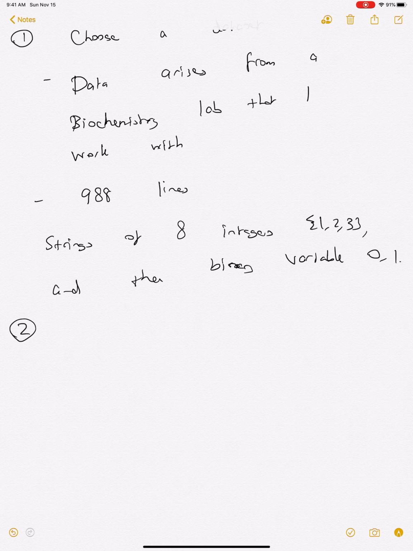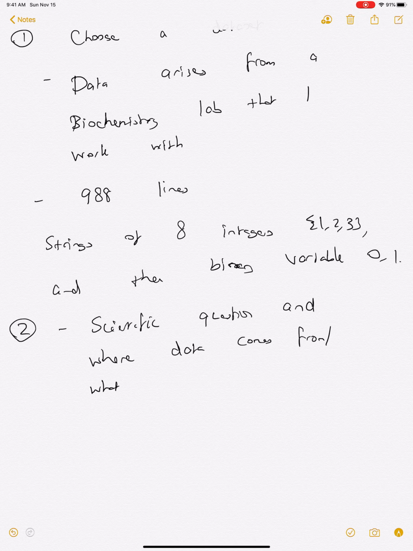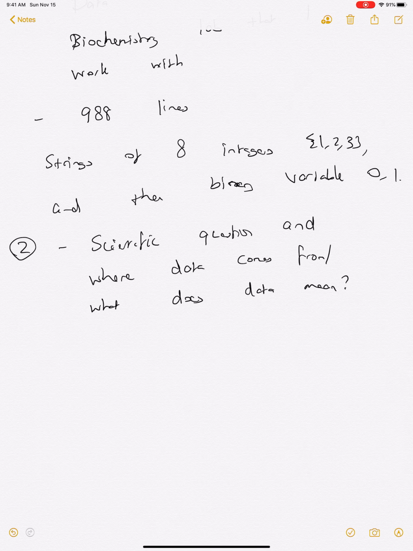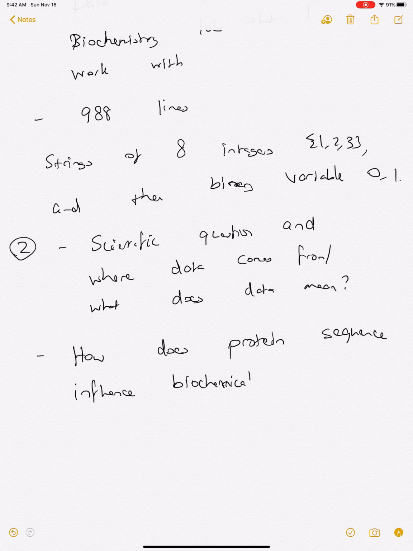Okay, so now for the second task: the scientific question, where the data comes from, and what the data means. The underlying scientific question, and again I'm fortunate in this case because I have some interactions with my collaborator, is a reasonably simple question to state: how does protein sequence influence biochemical function? That's the underlying scientific question that we're really interested in.